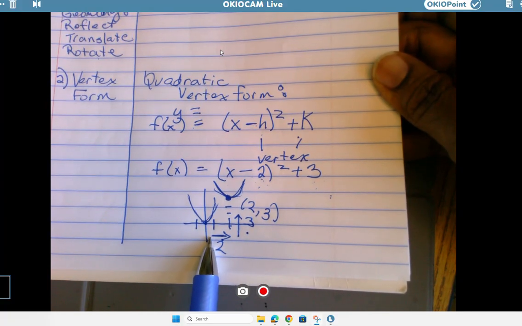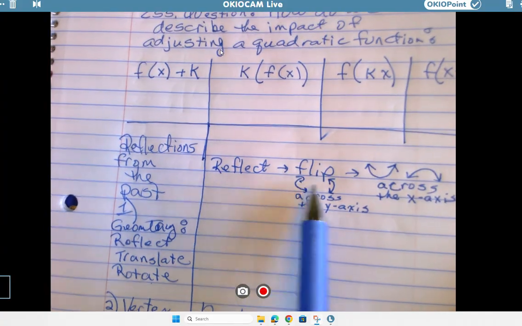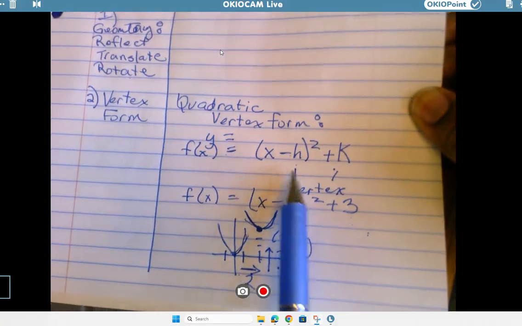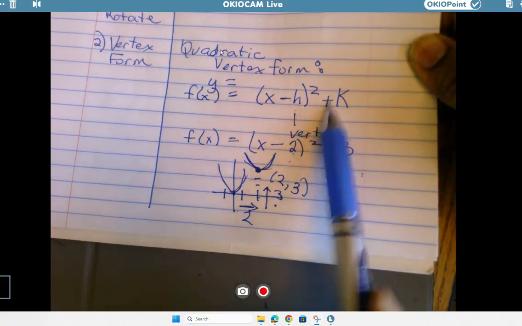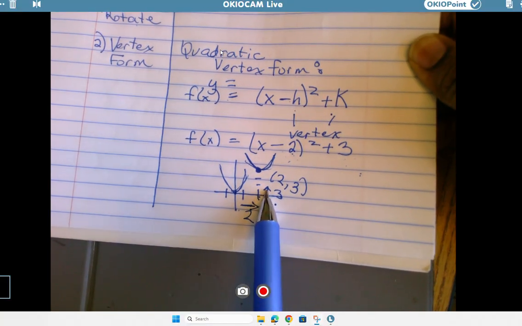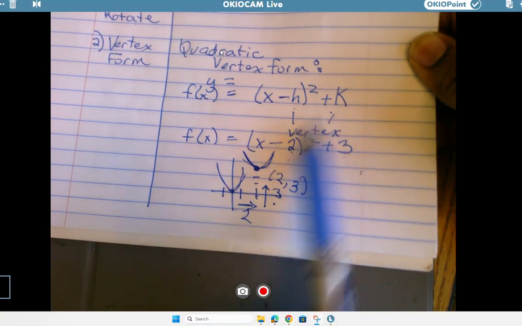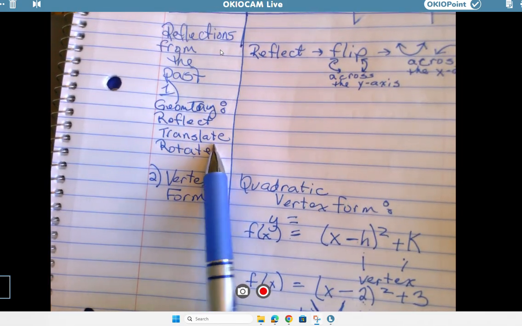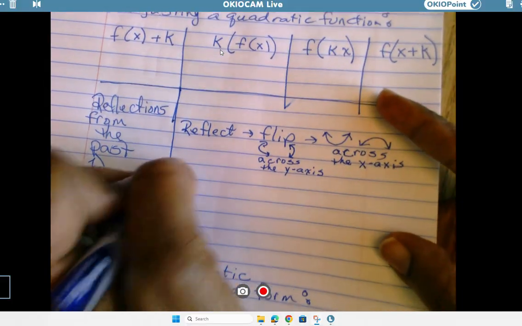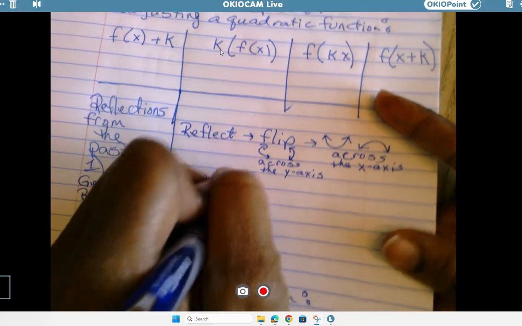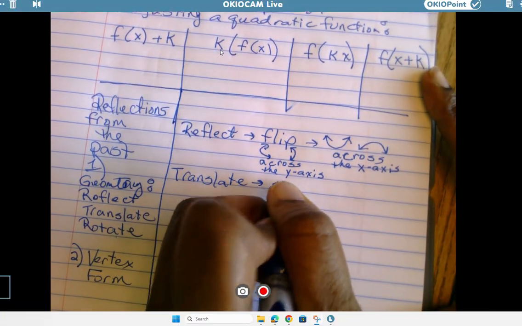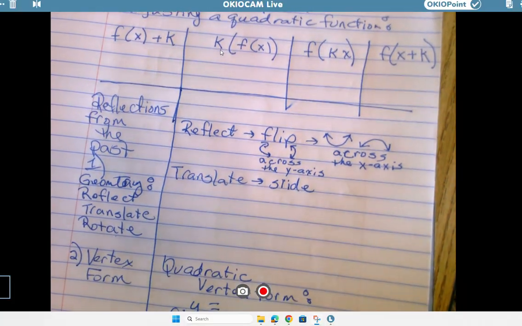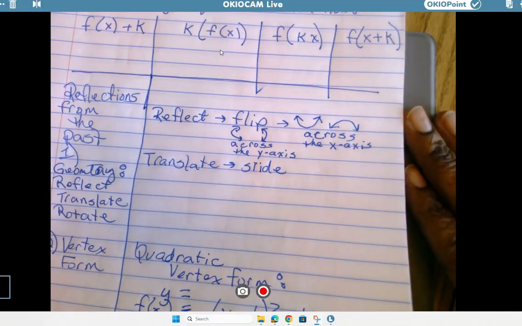Alright, when we moved 2 over and 3 up, that is not a reflection because a reflection is a flip. So this minus and this plus does not flip the graph. What does this minus and this plus do to the graph? If it doesn't flip the graph, let's see if it will translate the graph. The word translate means slide. Slide to the left. Slide to the right.